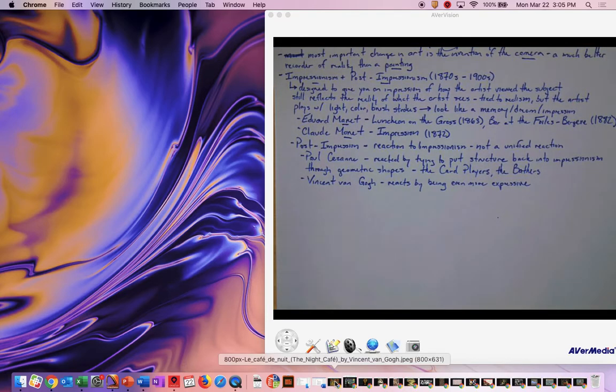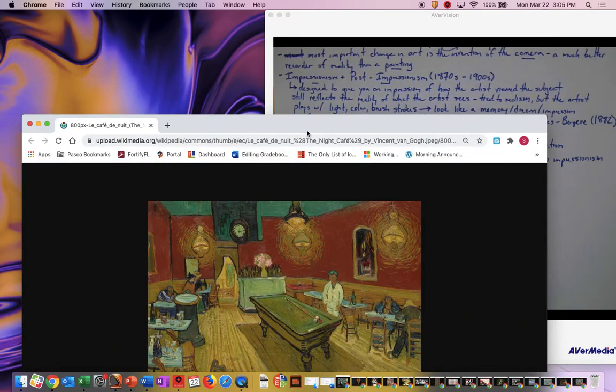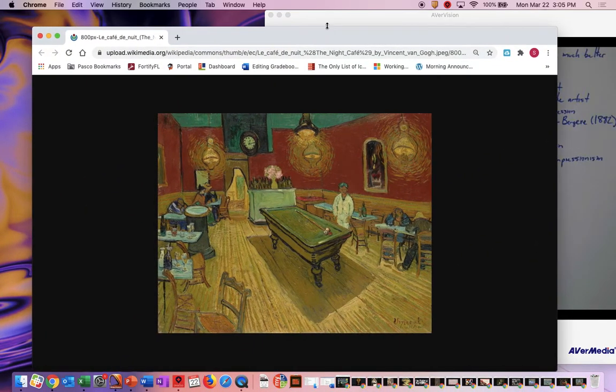So this is called The Night Cafe, which again still looks like a real thing, but now we're starting to see him play with what exactly we're seeing. Like, obviously this is a cafe, but you see the light around the lights, and that's not real. The shadow of this pool table is much bigger than you would expect, so you see a lot more of Van Gogh in this than just the cafe. Van Gogh is kind of giving you how he's interpreting the cafe.